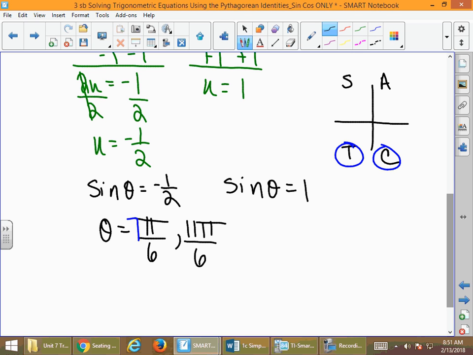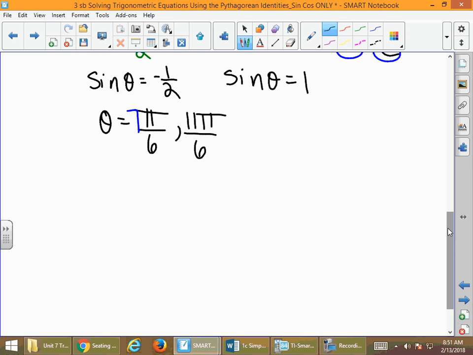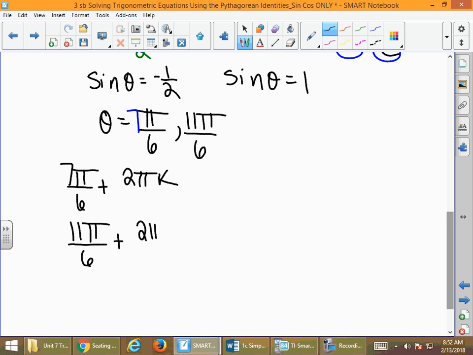Now, 7 pi over 6 is here, roughly. 11 pi over 6 is here, roughly, and actually they're totally in wrong spots. But when we draw the picture to connect them, do we get a straight line? No. And because we don't get a straight line, when we write our general solution, it's 7 pi over 6 plus 2 pi k. And it's 11 pi over 6 plus 2 pi k. And we're not done with the problem.